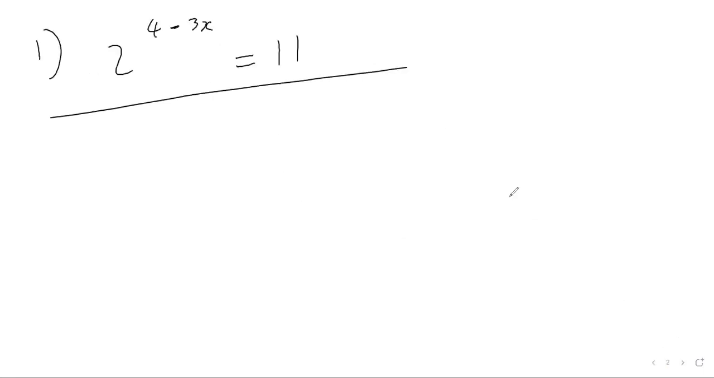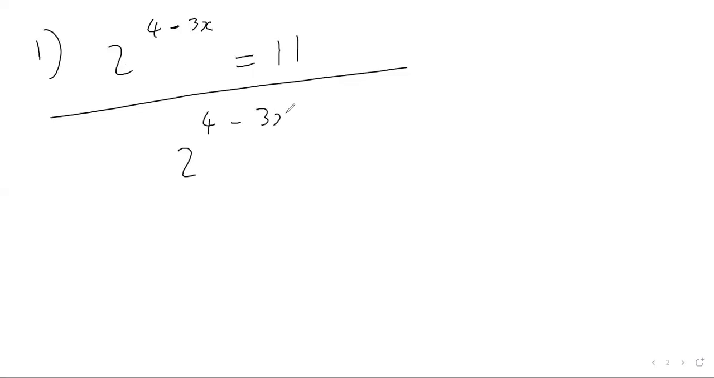So let's start with solving the first equation. We've got 2 to the power 4 take away 3x equals 11. How can we solve this? So remember, we've got to try and get the x. We want to get rid of this power or this base of 2. So we want to get rid of this power of 2 in the bottom there.